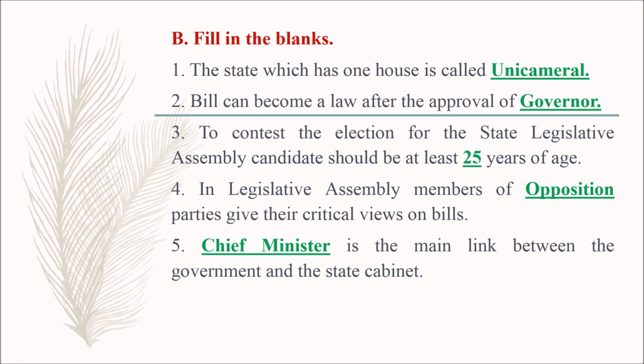Section B. Fill in the blanks. Question number 1. The state which has one house is called dash. So the answer is unicameral. Question number 2. Bill can become a law after the approval of dash. So the correct answer is governor. Question number 3. To contest the election for the state legislative assembly, candidate should be at least dash years of age. So the correct answer is 25 years of age.